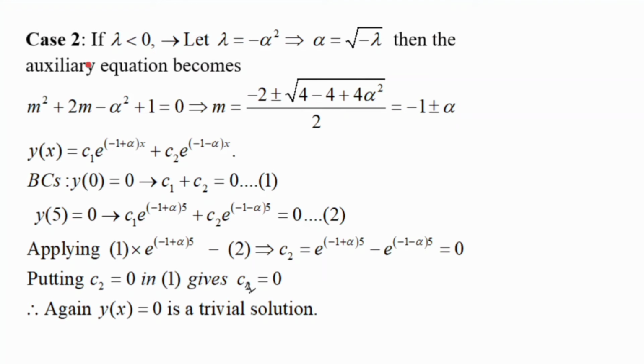So when lambda is less than 0, we consider lambda equals minus alpha square. Alpha can be positive or negative, but alpha square is positive, so finally lambda is negative. Now we put lambda equal to minus alpha square in our given equation, then we get the auxiliary equation m square plus 2m minus alpha square plus 1 equal to 0. Here we solve this equation using the quadratic formula, x equals minus b plus minus root of b square minus 4ac, divided by 2a.